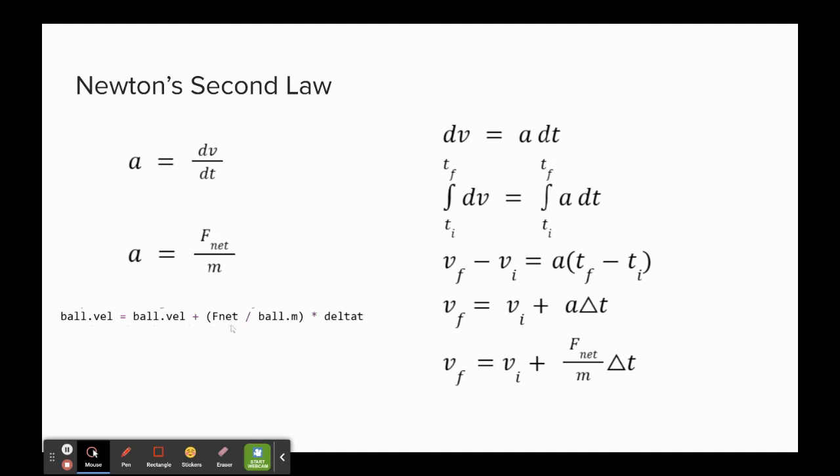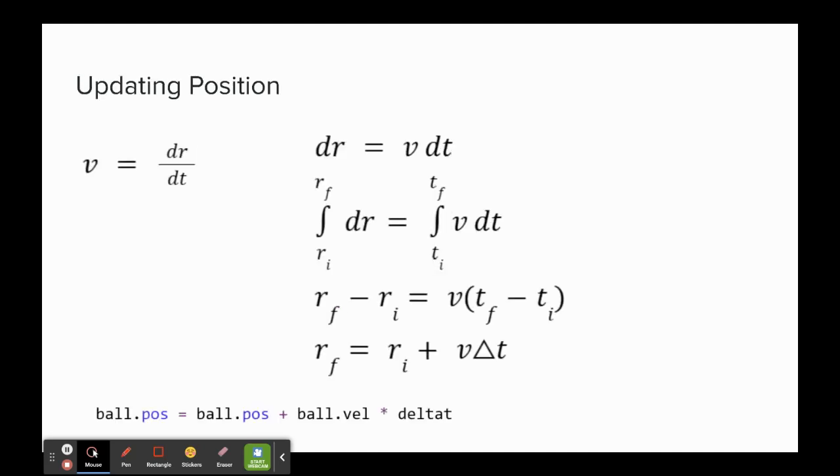But we know that the net force on this object is 0. So really this is just ball.vel is equal to ball.vel. And that is the same here. It's just velocity final is equal to velocity initial because the velocity is constant, meaning there's no change in velocity, meaning there's no acceleration or net force. So here we get an even more useful equation.